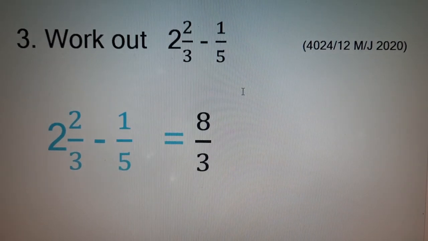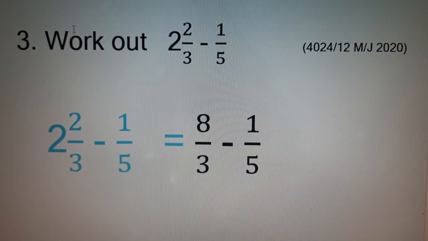So when we change a mixed number into an improper fraction, first we multiply its denominator and whole number. So 3 into 2, 6. Then this number is added to its numerator. 6 plus 2, 8. Then we write 8 in the numerator. Divisor 3 remains the same. So when you change 2/3 to an improper fraction, it is 8/3. Then you write 8/3 minus 1/5.